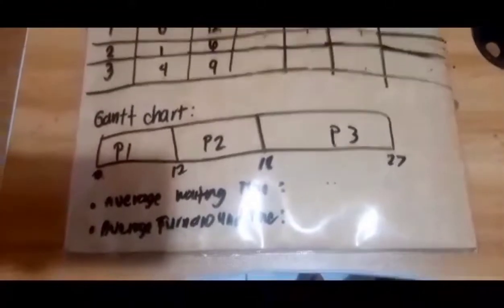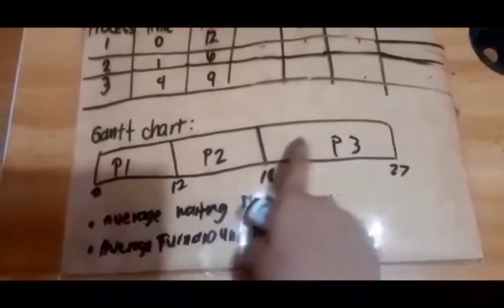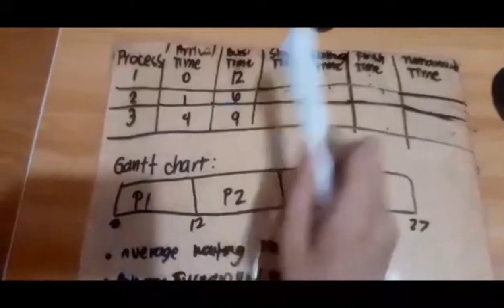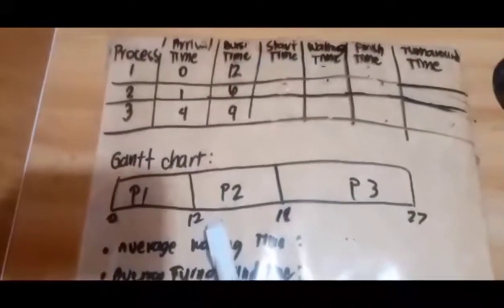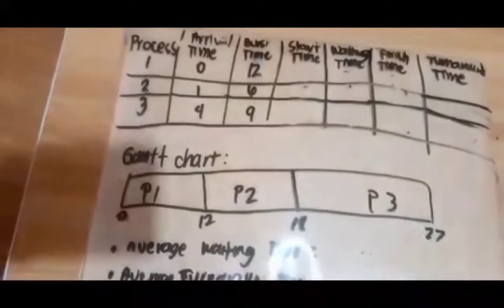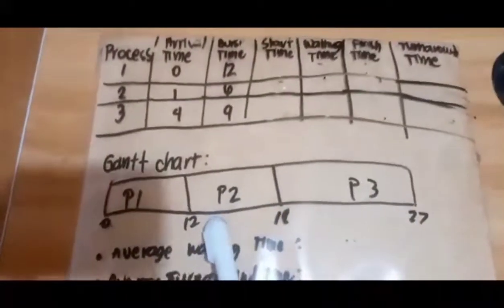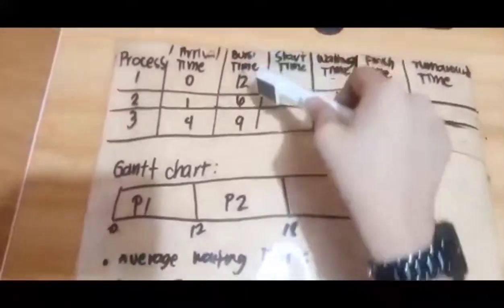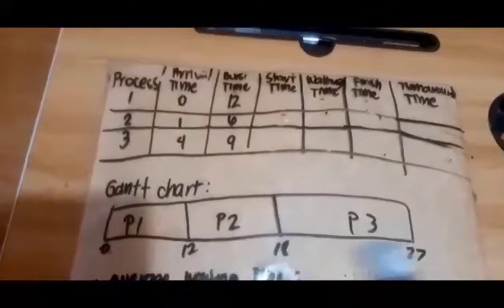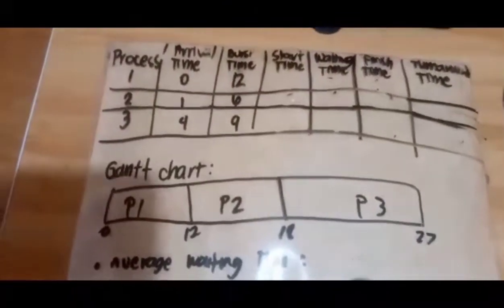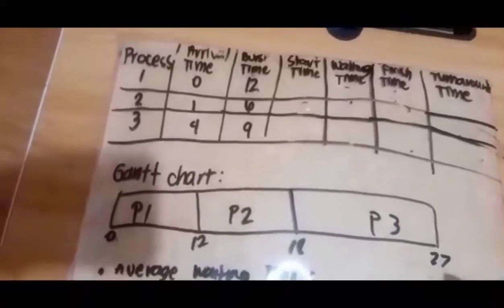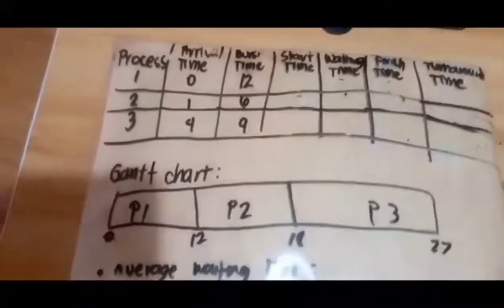In order to create a Gantt chart, you put process 1, process 2, and process 3. In process 1, the arrival time is 0 and the burst time is 12. So, for process 2, the start time will be 12, and its end time is 12 plus 6, which is 18. The process 3 start time is 18 and its end time is 27, from 18 plus 9.